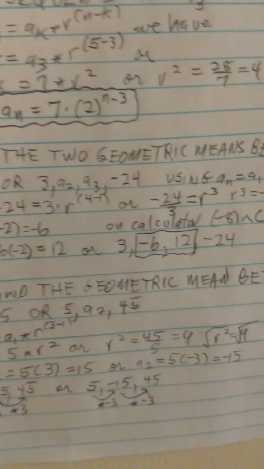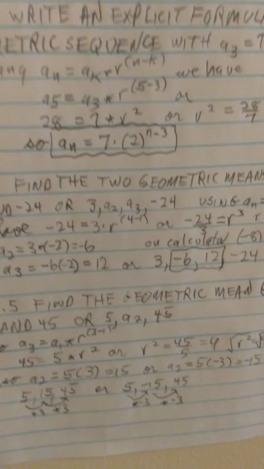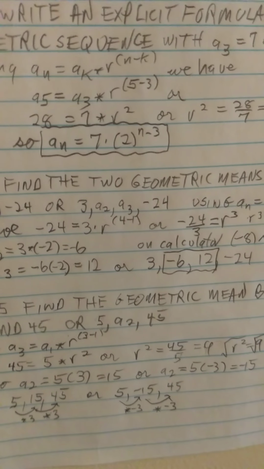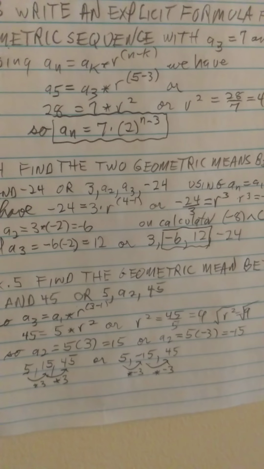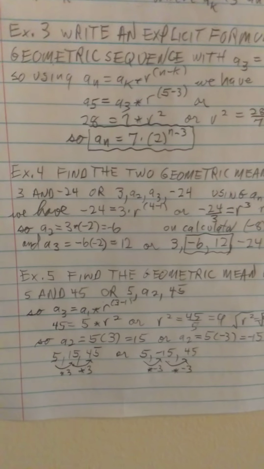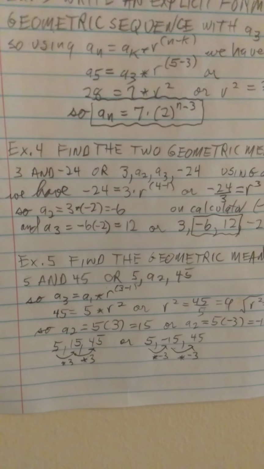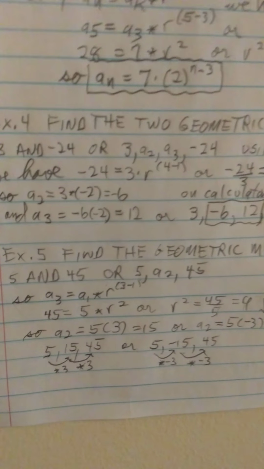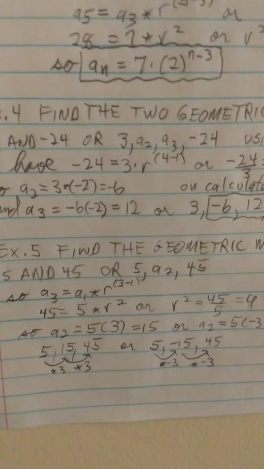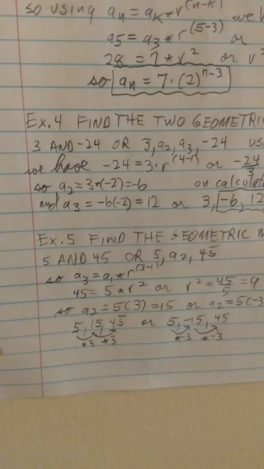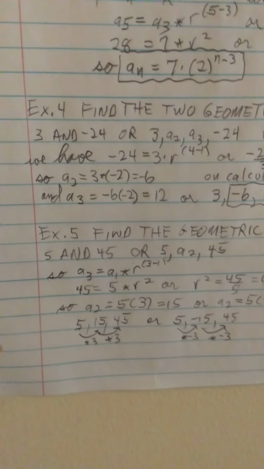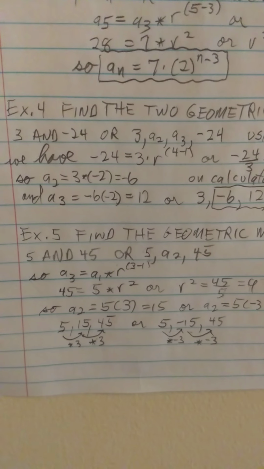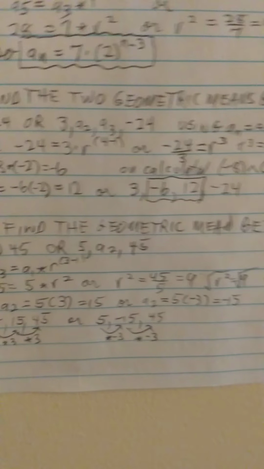So now plugging back in to our explicit formula, we have a sub n is the first term, 7, times 2 to the n minus 3. Okay? Because 7 was our a sub 3. Now, example 4, just like we had for arithmetic series, we're going to find geometric means, or the numbers between two numbers. So find the two geometric means between 3 and negative 24, or find a2 and a3 when we have the sequence 3, a2, a3.